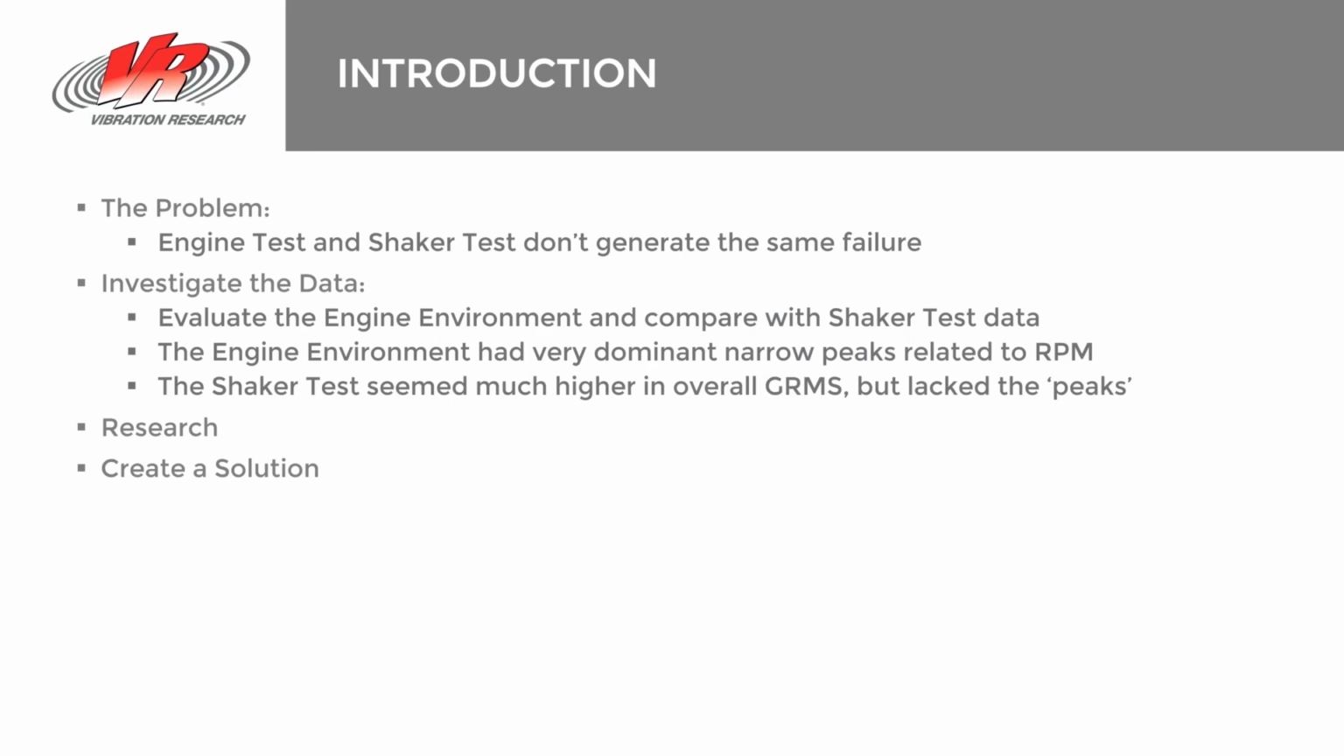The problem that we are running into is this engine environment has dominant sine tones, but when we analyze that environment with just FDS and convert everything into random and run the test, the failure that we are generating on the shaker using a random test is not the same failure that we're seeing on our engine mounted test, because this was an engine mounted component. So failure times were relatively similar, but the failure mechanism, the actual failure that was being generated, was completely different than the failure that was being generated on the real engine test.